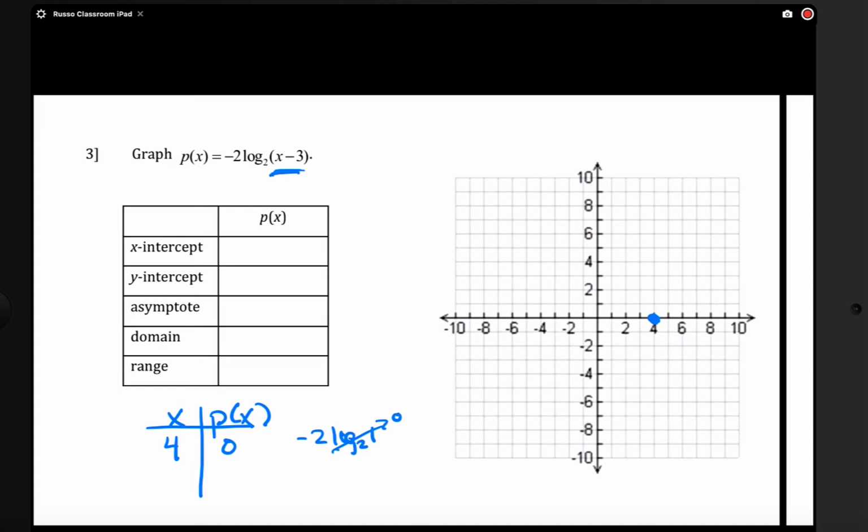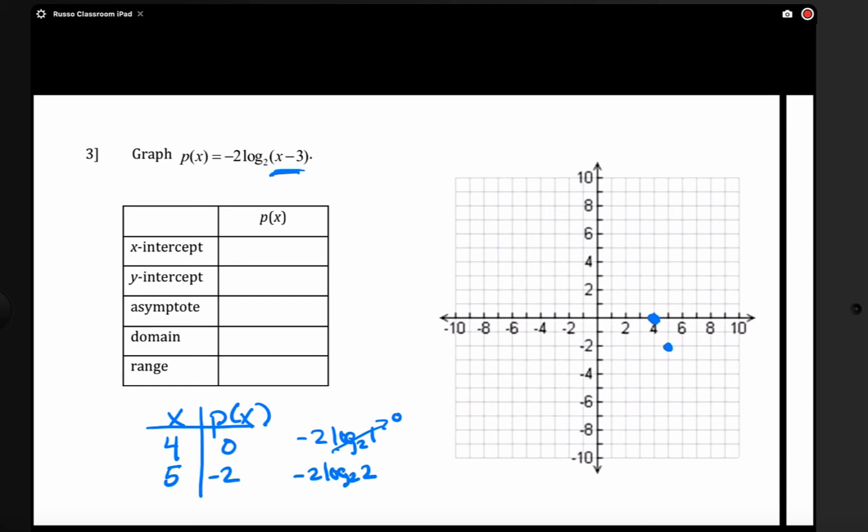So the next number that I might choose is the next power of 2, which is 2 itself. So if I choose x to be 5, 5 minus 3 is 2. So now I have negative 2 log base 2 of 2. Log base 2 of 2 is 1, times negative 2 is negative 2. So the point (5, -2) is on my graph.